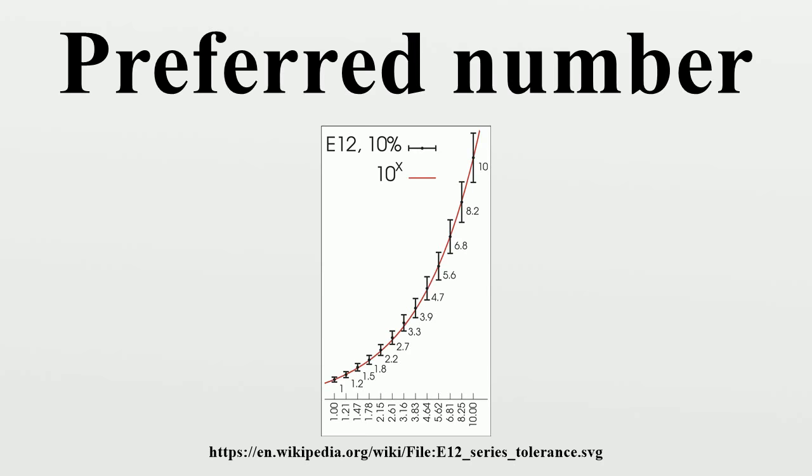This way, the maximum relative error is minimized if an arbitrary number is replaced by the nearest Renard number multiplied by the appropriate power of 10. The Renard numbers are not always rounded to the closest three-digit number to the theoretical geometric sequence. The most basic R5 series consists of these five rounded numbers, which are powers of the fifth root of 10, rounded to two digits. R5: 1.00, 1.60, 2.50, 4.00, 6.30.